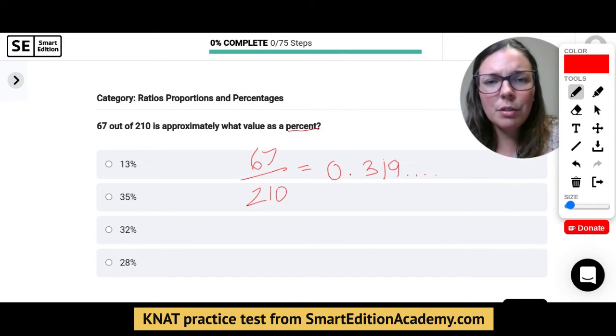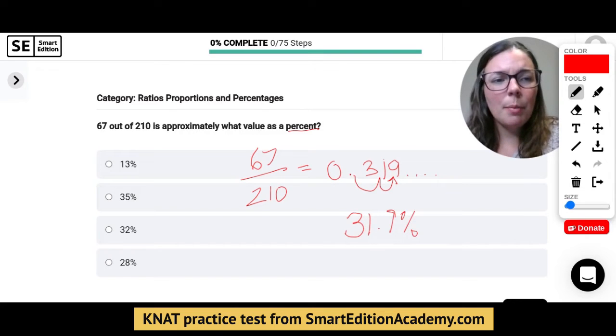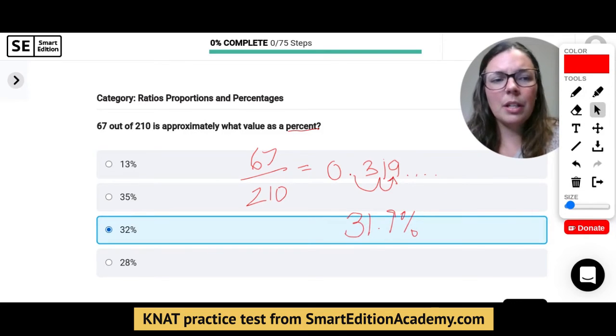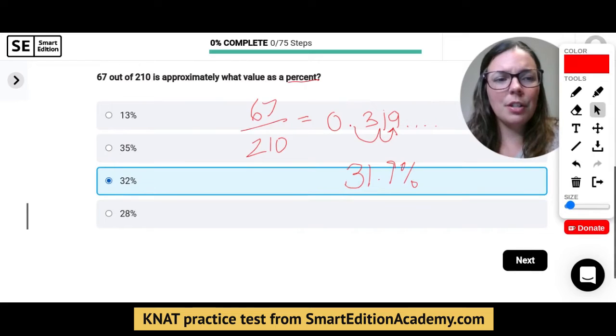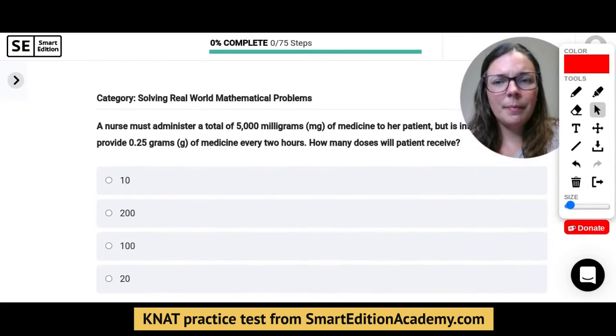So in order to turn this into a percent, we just swoop it to the right twice. So 31.9%. So that is approximately 32, right? That's our closest answer. So 32%.